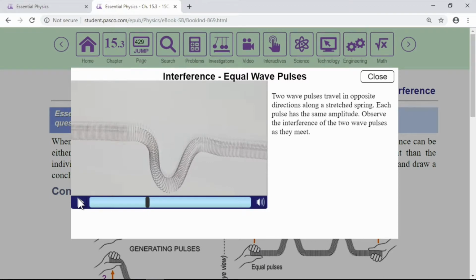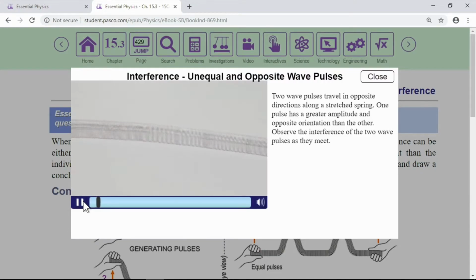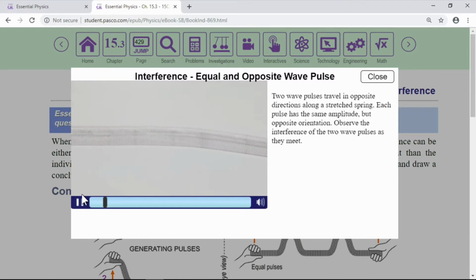Students should recognize that the amplitudes of the wave pulses add together when they meet in the middle of the spring. Pulses on the same side add to make a larger amplitude, and pulses on opposite sides combine to make a smaller amplitude. The pulses completely cancel out if the amplitudes are equal but on opposite sides of the spring.